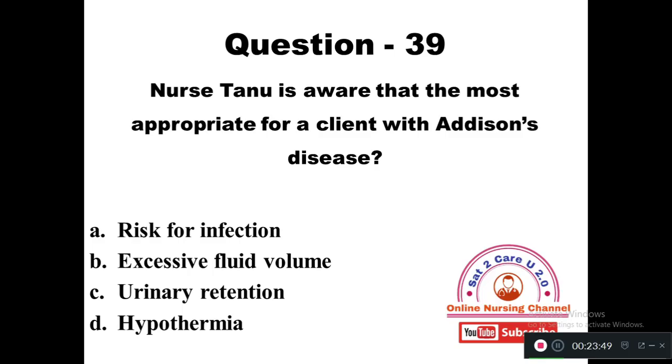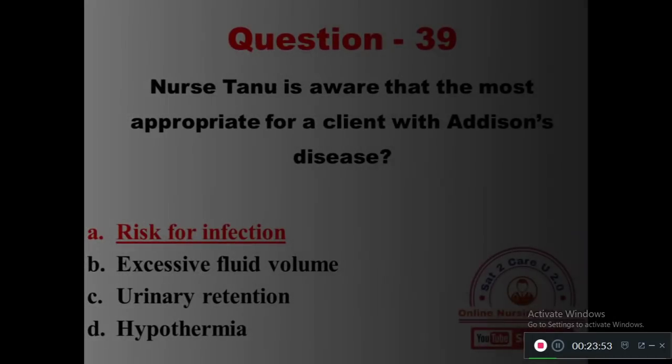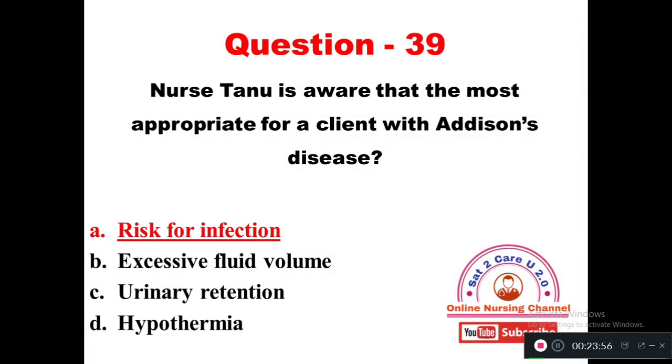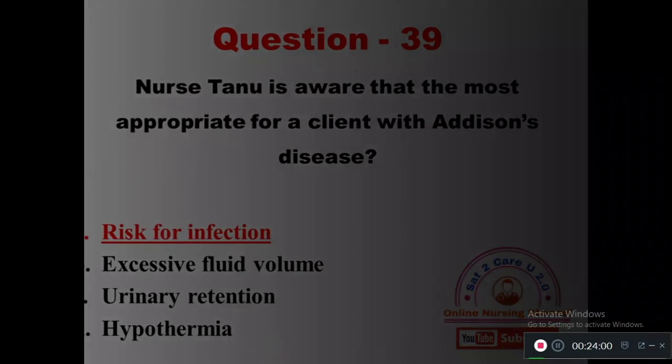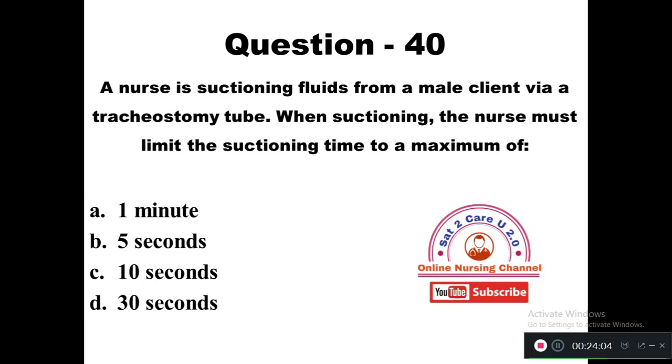So a client with Addison disease is prone to develop risk for any kind of infections. Move on to 40th number question. A nurse is suctioning fluids from a male client via tracheostomy tube.